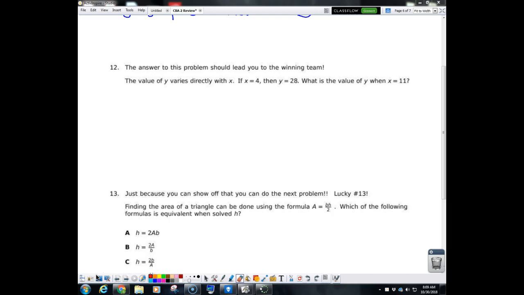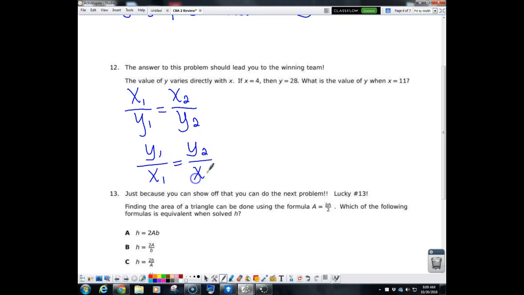Okay, so you can either set it up. So remember, we're setting up a proportion because they vary directly. So what that means is x1 over y1 equals x2 over y2, or y1 over x1 equals y2 over x2. You could do whichever one, you're going to get the same answer. Now, this is where you would do the whole butterfly, if you remember, and you have to keep them together.